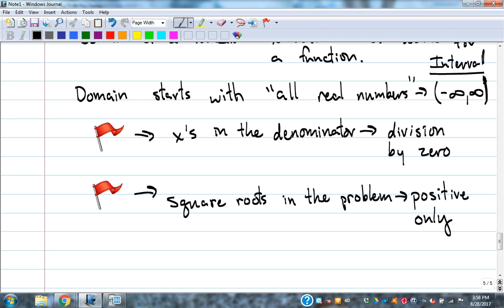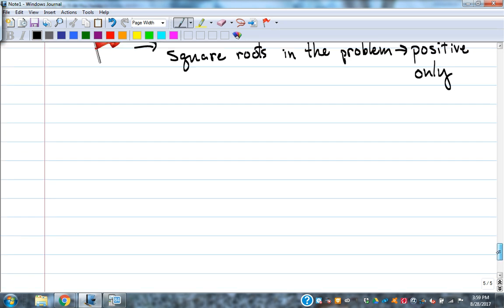If neither of these red flags exist in the problem, the domain is all real numbers, or negative infinity to positive infinity. They mean the same thing. We're going to list both of them today as we're doing this in what's called set notation and then interval notation as well. So we're going to try to list that. So no red flags, it's all real numbers. Red flags, we got to do some stuff. Okay, so let's look for those things as we go through some examples here.